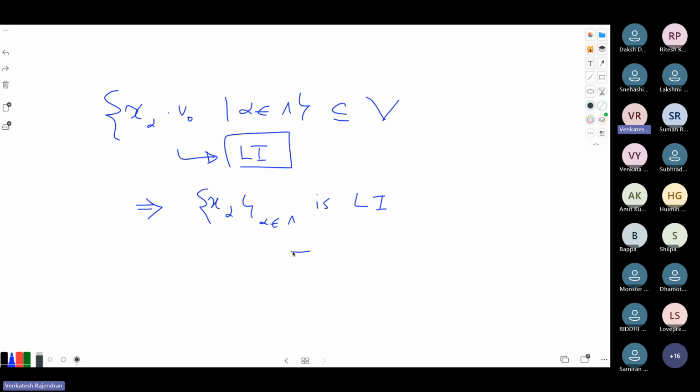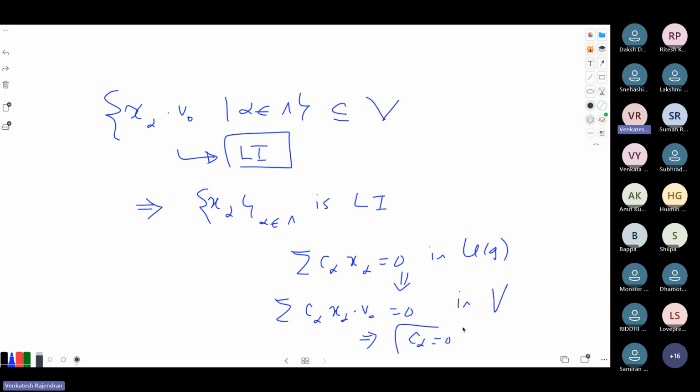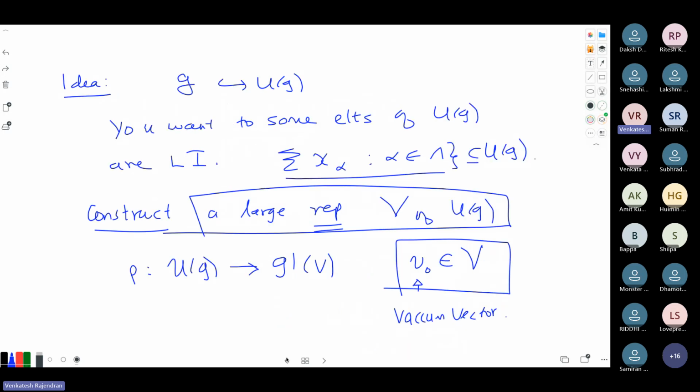That is because suppose the summation of c_α X_α is 0 inside UG. Then the same thing should give a relation here: the summation of c_α X_α v_0 is 0 inside V, by making it act on this capital V. But here it is linearly independent, so that would imply that all the c_α are also zero. That is why it is important to construct this large representation. It is a very core idea that Humphreys demonstrates.